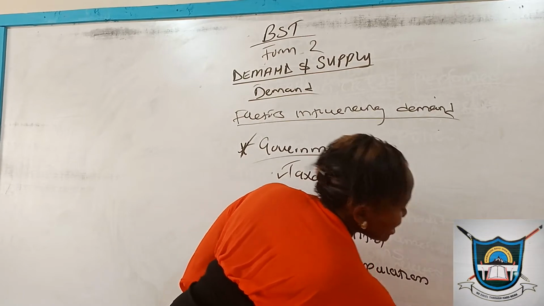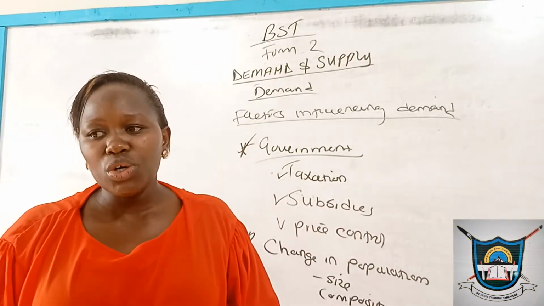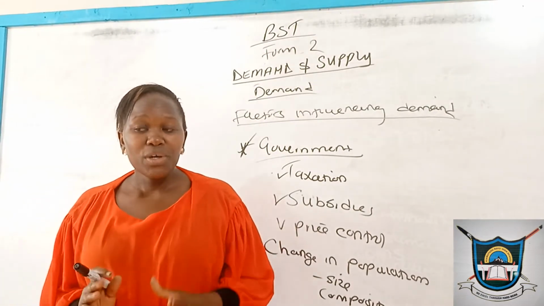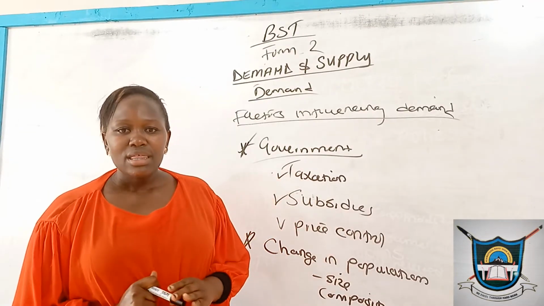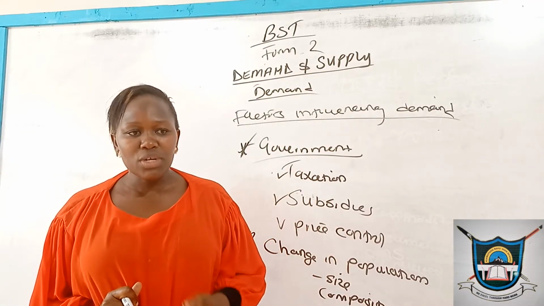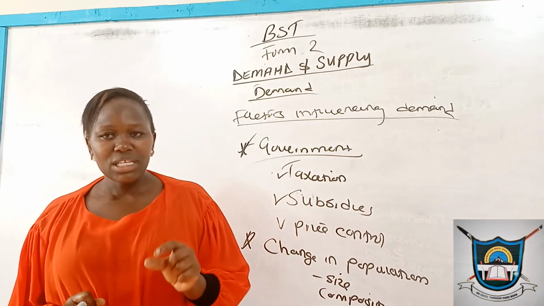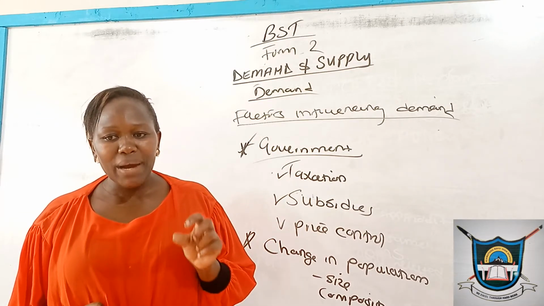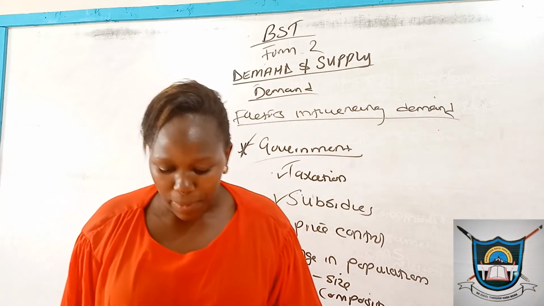Now, the population is made of who? Depending on what you are selling. So if you are selling a commodity that is required by the youth, then the composition of the population should be of the youth. If you are selling a commodity that is consumed by the aged, then the greater part of the population should be that of the aged people.